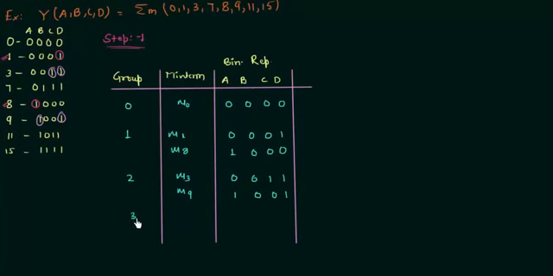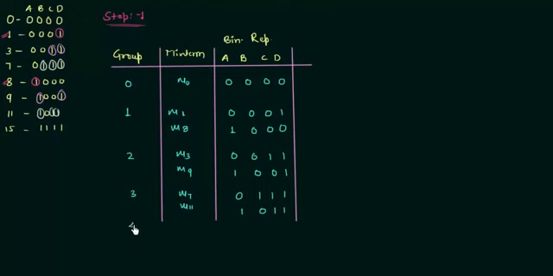In group number 3 we will have the min terms with 3 ones, and you can see 7 is having 3 ones and 11 is having 3 ones. So 7 and 11 will be there in group number 3. M7, M11. 7 is 0 1 1 1, 11 is 1 0 1 1, and group number 4 will have the min term with 4 ones, and we will have only M15 in group number 4.